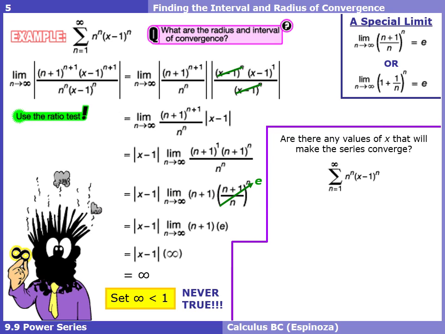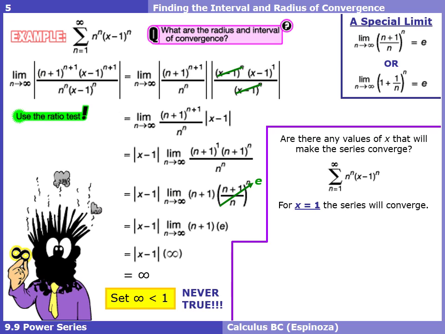So since that is never true, do we actually have some sort of convergence going on here? Well, if you recall from the first slide, if we don't have an interval of convergence, there's possibly a point of convergence. So here's the question we're trying to figure out. Are there any values of x that will make this series converge? And there is one value of x that will make this series converge.